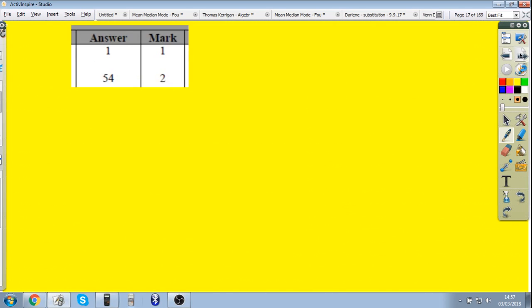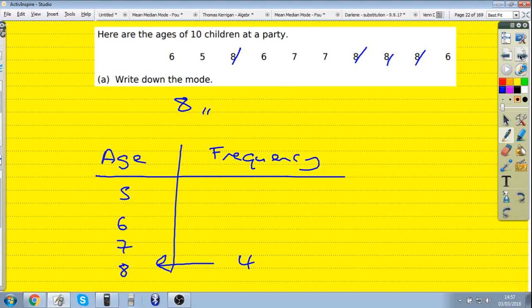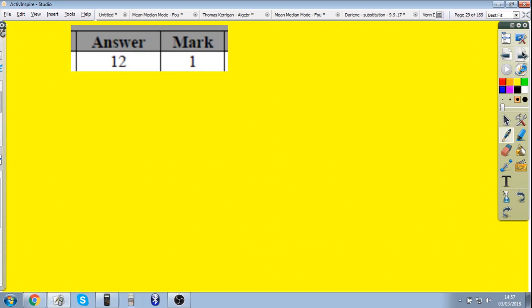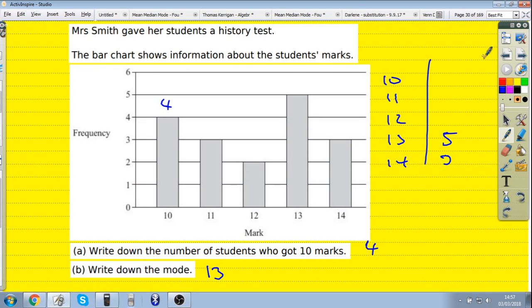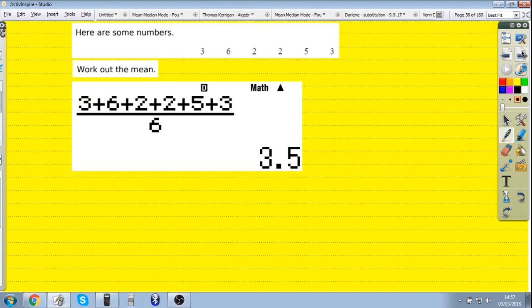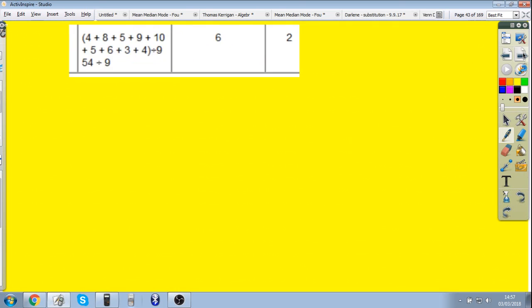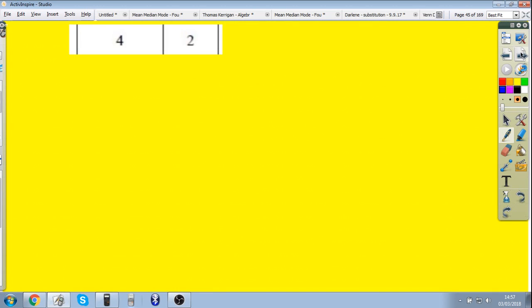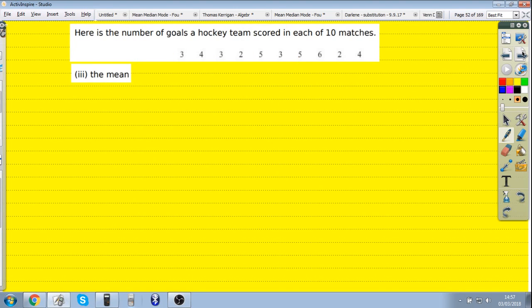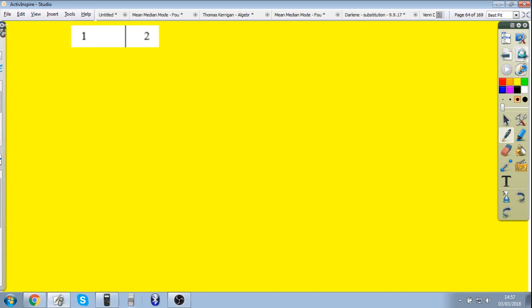So that was the same idea. The mode is the one with the highest frequency. So we did it with a list. So the mean: add them up, divide by the total. Mode is most often. There was one for the mean that I wanted to say.